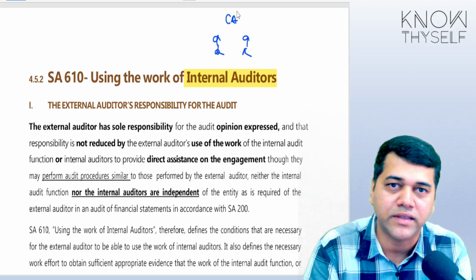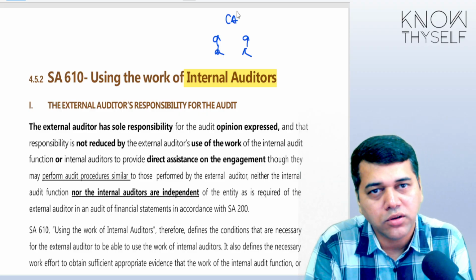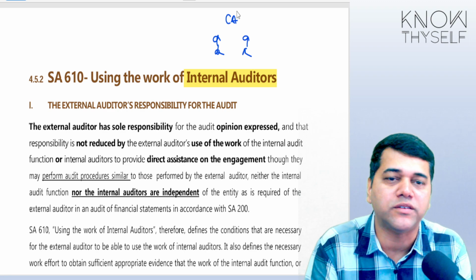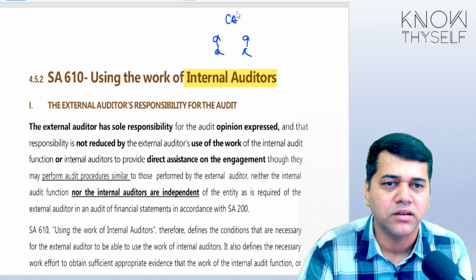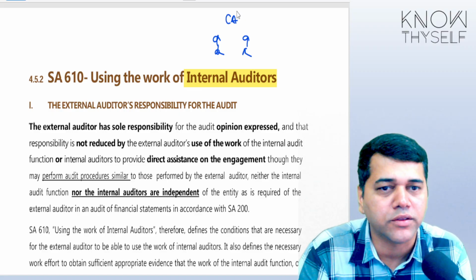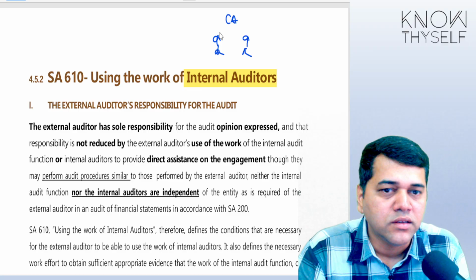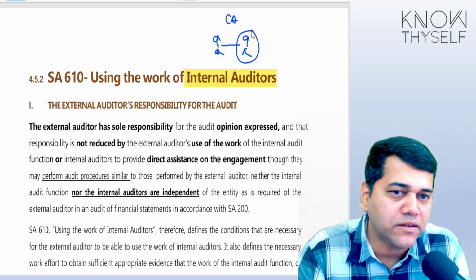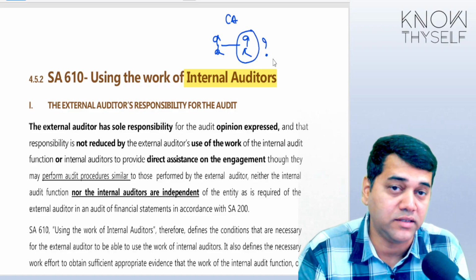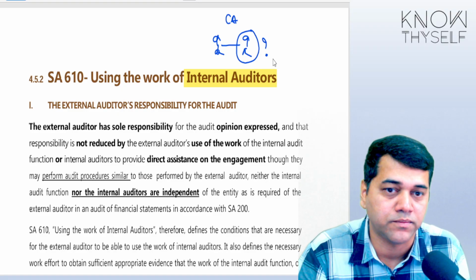The external auditor didn't write a separate, different exam. Both wrote the same exams. But the path they have taken was different. Somebody wanted to become independent and somebody was dependent. Whatever. That's their choices. We cannot comment on that. But the point here is, can we take the work of this person? That's the question. That's what we are trying to evaluate here.